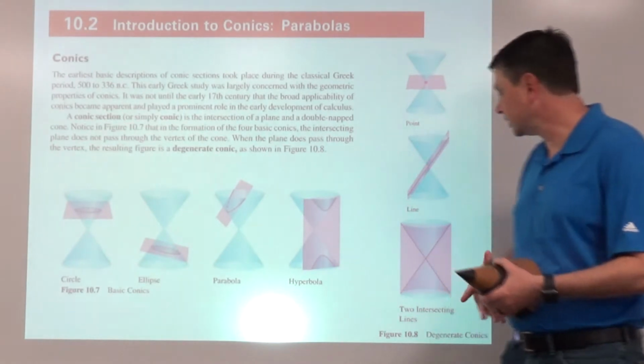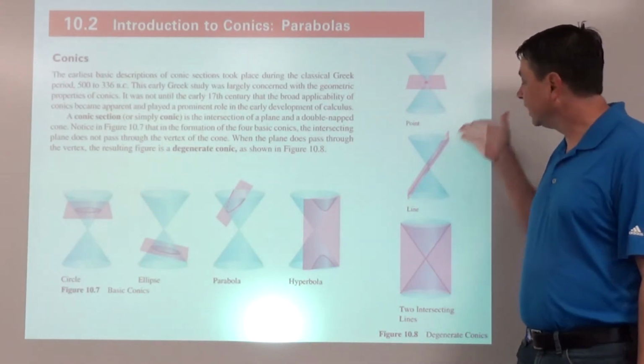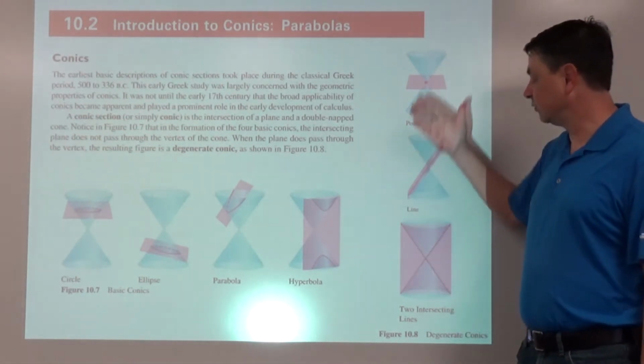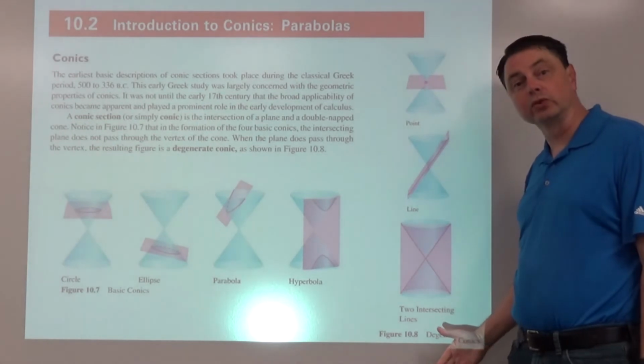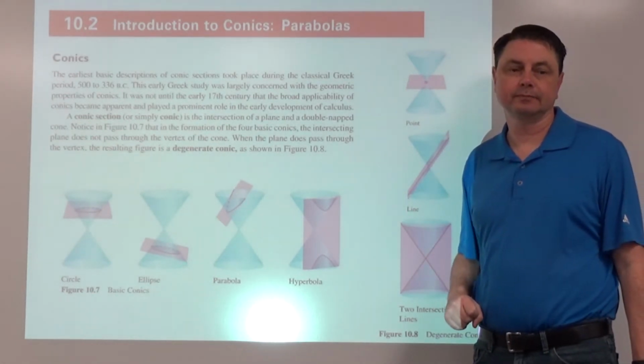The degenerate cases are: if we pass through the center, you just get a point. If you go right along the edge, you're just going to get a line. And if we go perpendicular but through the center, we're going to get two intersecting lines.